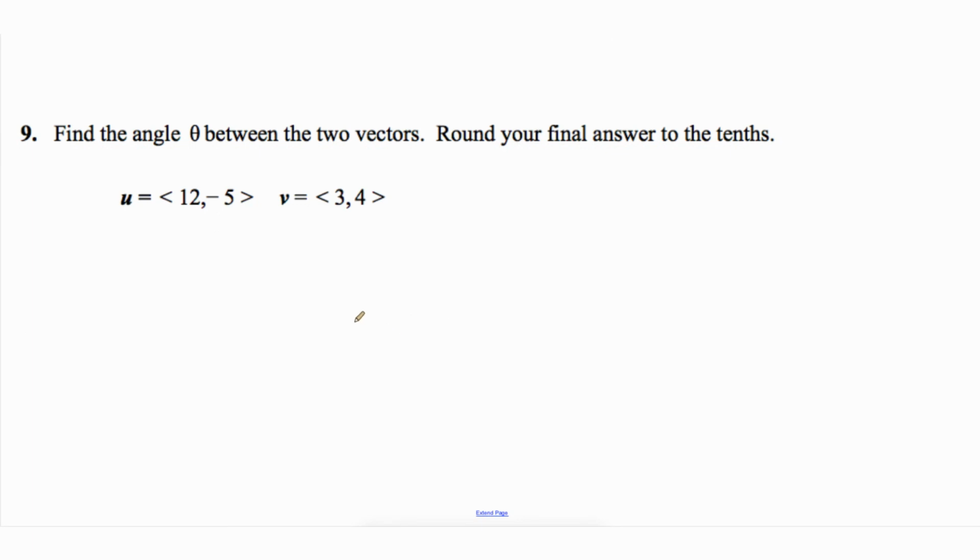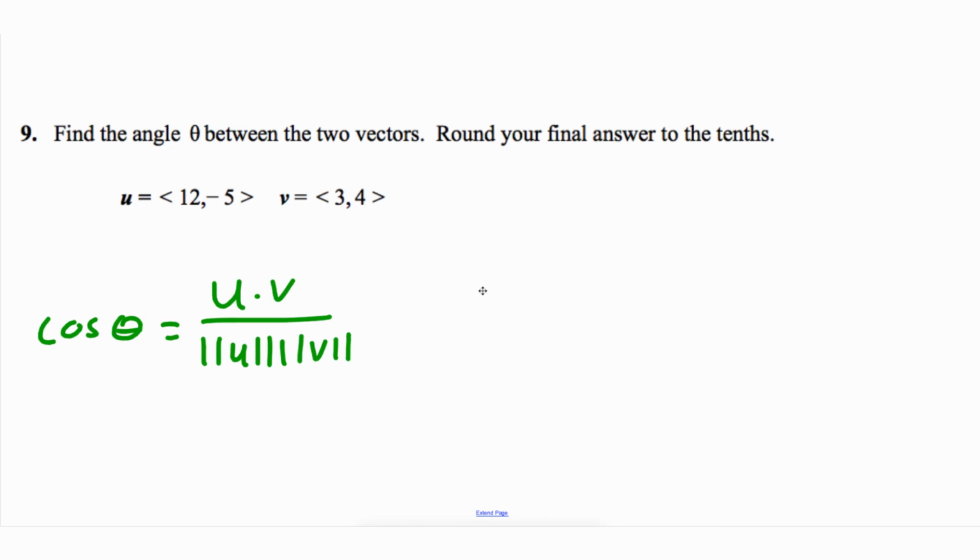For problem number 9, we're asked to find the angle between our two vectors, again dealing with our u and v from before. So the formula that we're going to use says the cosine of theta equals u dot v over the magnitude of u times the magnitude of v. So we're going to go ahead and figure out what these values are. Now we just did the dot product on the last problem, so when we do u dot v, we're going to end up getting 16 over, now we need to find the magnitude of u, or the length of u.